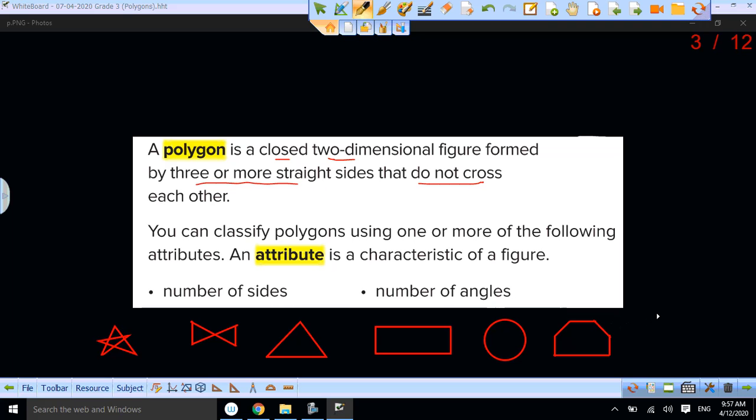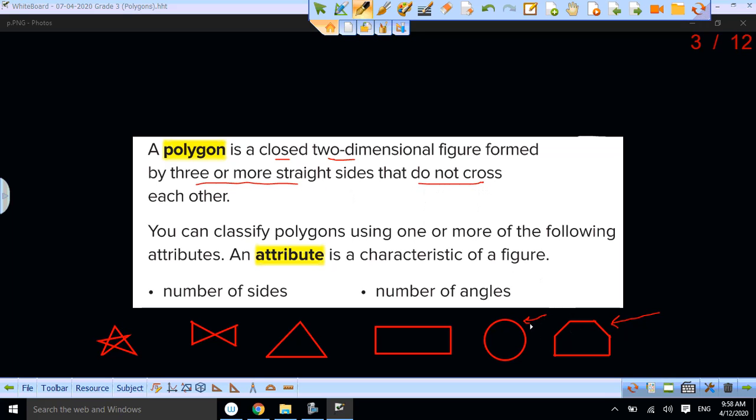Look at these figures. This one, for example. Is this one a polygon or not? This is closed, and this is a two-dimensional figure. It has six sides, so three or more straight sides. They don't cross each other, so all the conditions are verified, so it is a polygon.